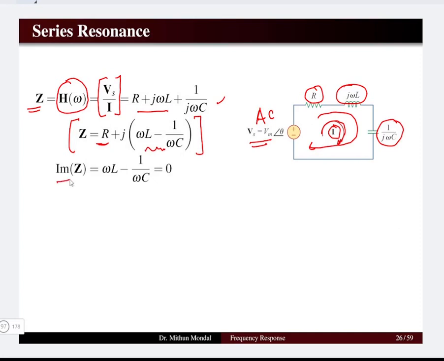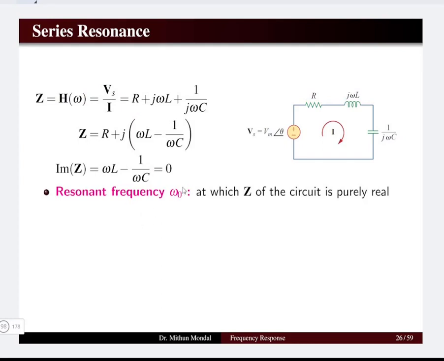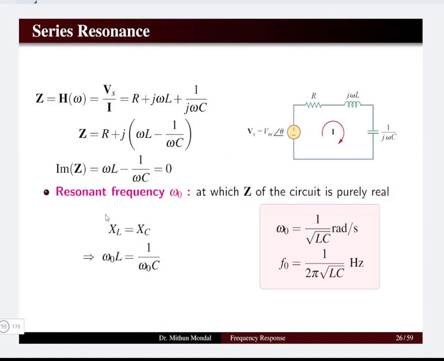The imaginary part of Z, which is omega L minus 1 by omega C, if we equate to 0, this is the resonance condition. So there will be one frequency omega naught, which is known as the resonant frequency, at which the impedance of the circuit will be purely real or resistive. So Z will be equal to R, which is a purely resistive network. The condition is that inductive reactance is equal to capacitive reactance.